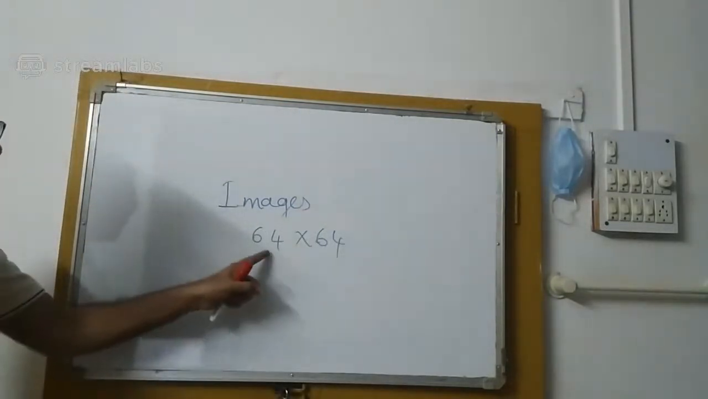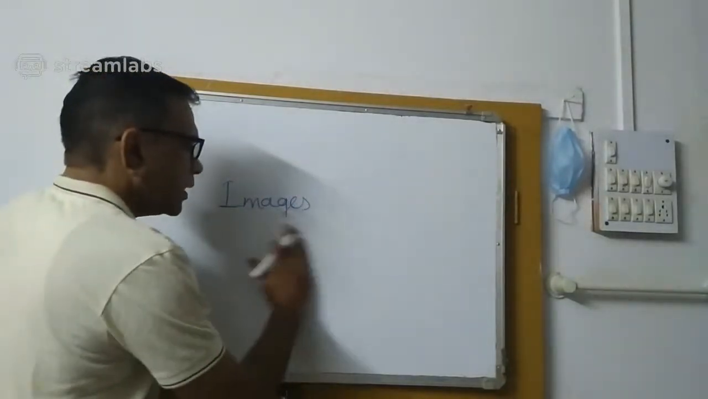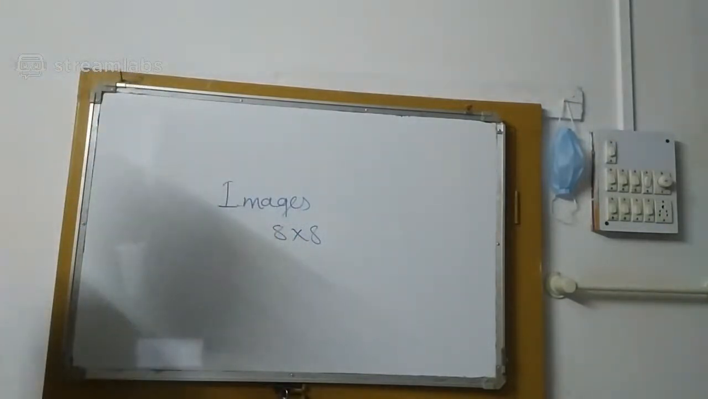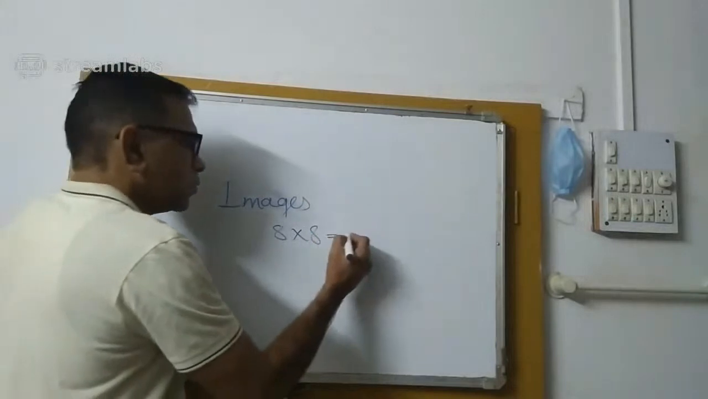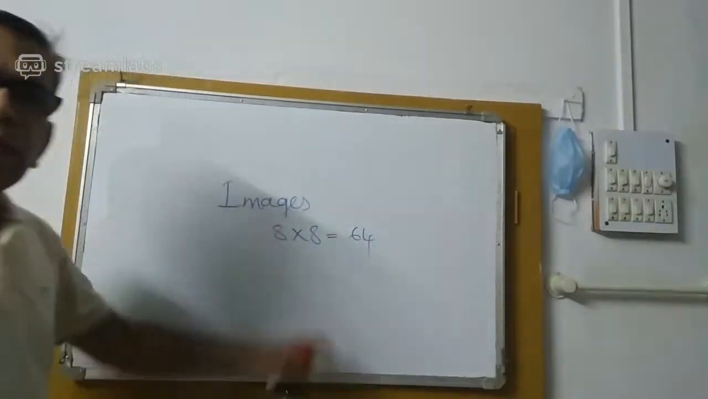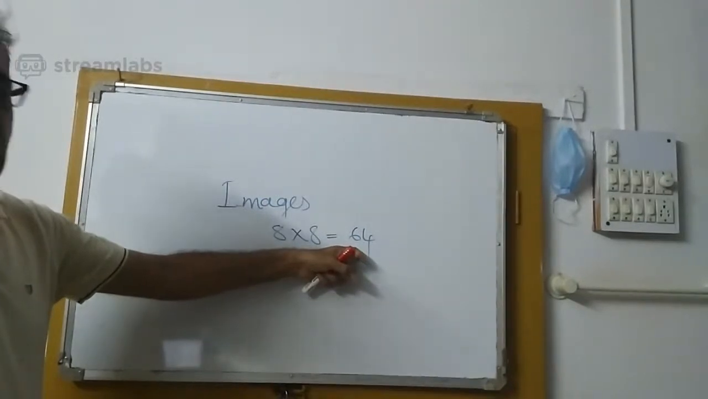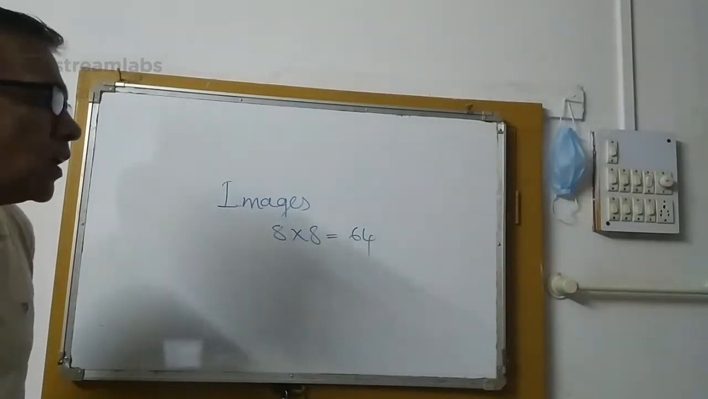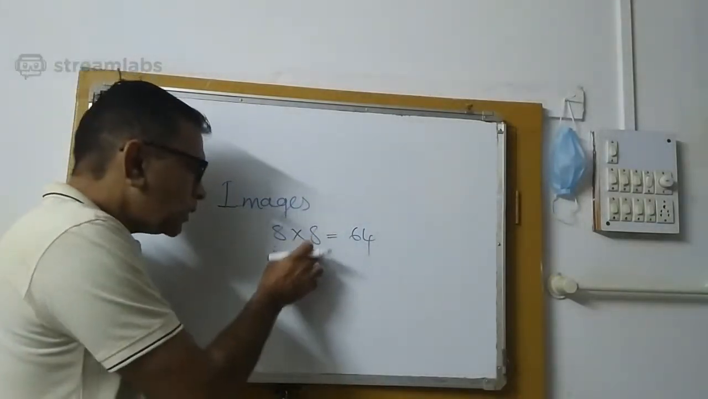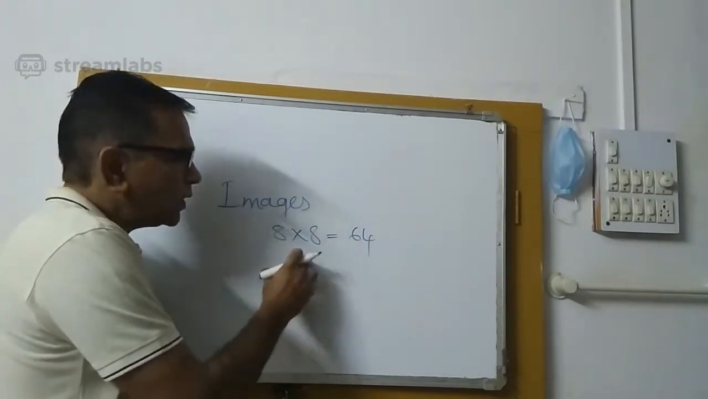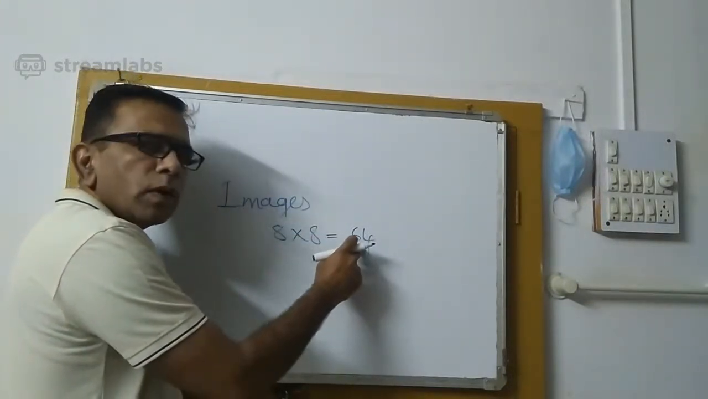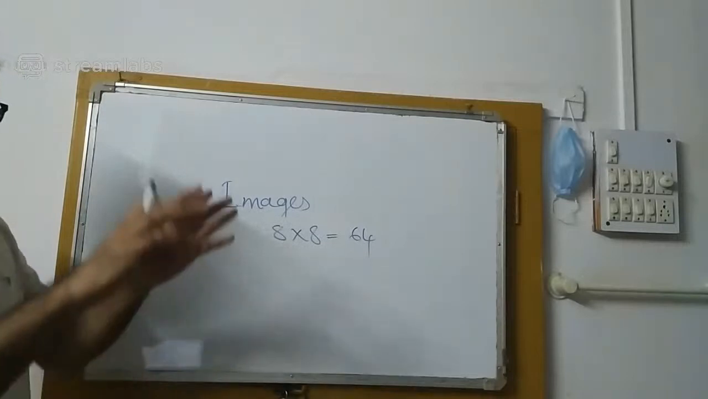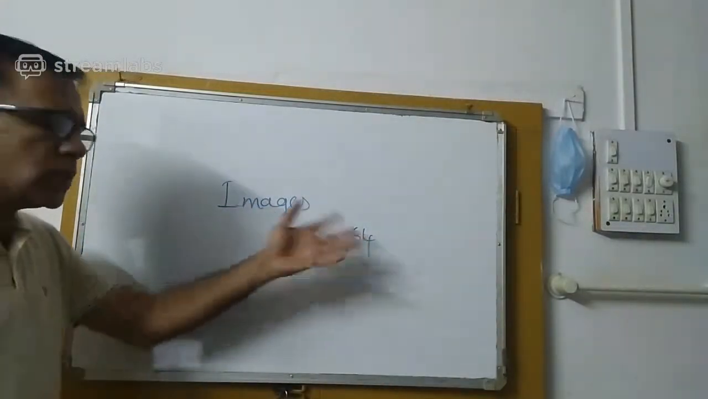Now, rather than taking this large number, I take a smaller value so that I can show you the calculation. If my image is of size 8 by 8, that means the total number of pixels present in my image is 64. This is the matrix pattern in which your image is represented. The total image contains 64 pixels.